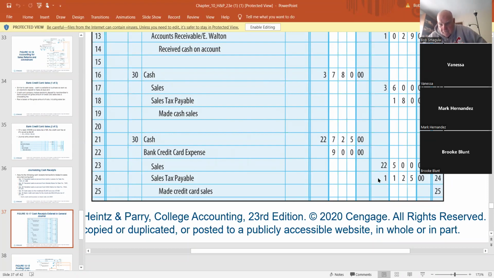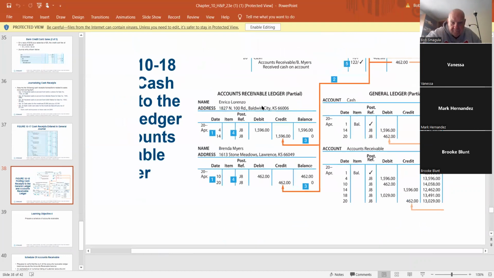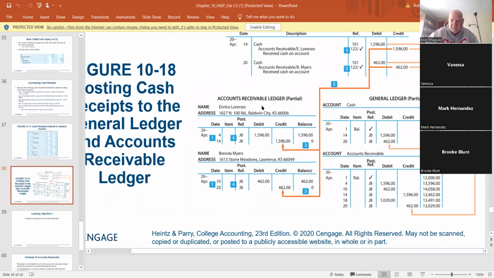So we add $22,500 plus $1,125, and that gives us $23,625, right? $23,625. And it's that number they're going to multiply to get the $900 credit card fees and the cash at $22,725, okay? And now they're just showing you how you post the sale, the cash receipts.